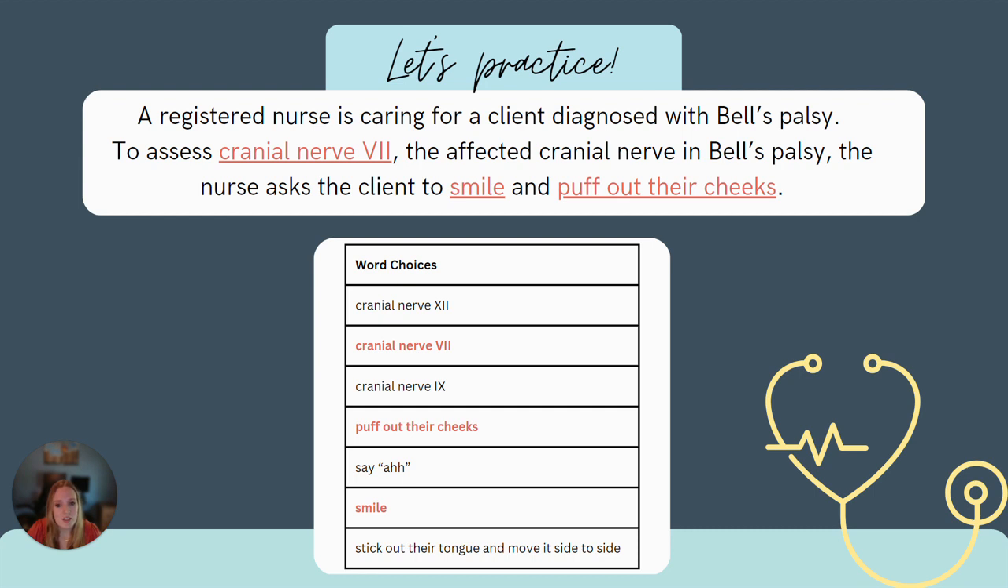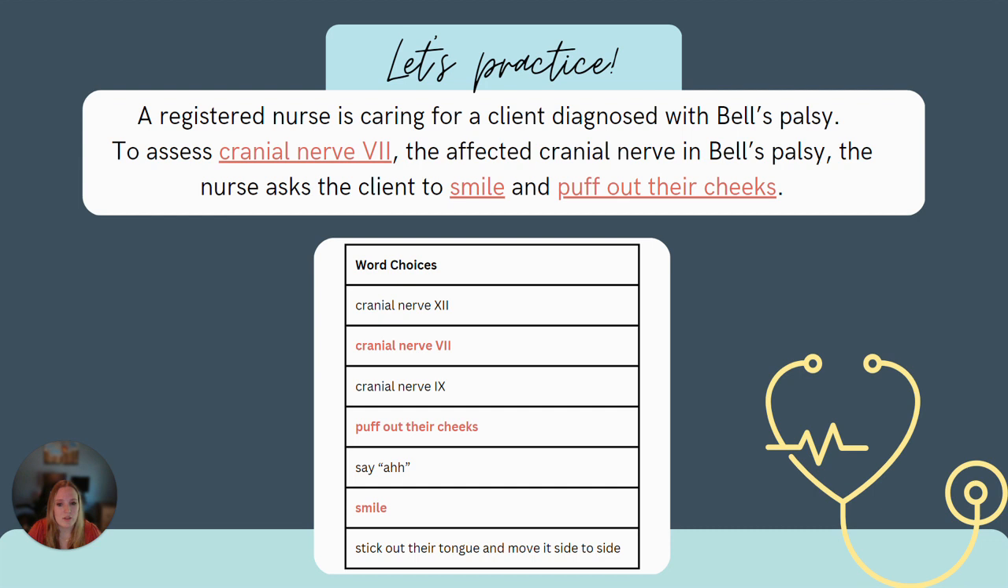So first, you need to know which cranial nerve is affected in Bell's palsy. And that's definitely cranial nerve number 7, that facial nerve. We'll assess this cranial nerve by having the client smile, puff out their cheeks, raise their eyebrows, close their eyes tight. So there are your answers right there. With the facial nerve, I really like to think of facial expressions as the way to test it. Now, what about the rest of our answer choices?